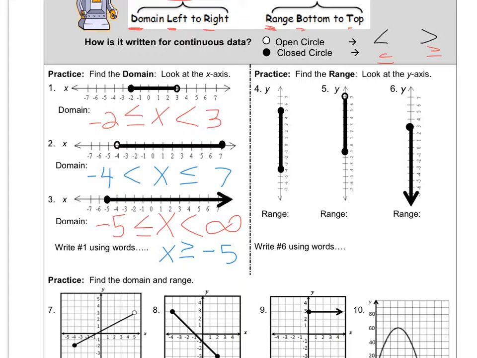Okay, now let's talk about range. So Dolar the robot. Dolar was left to right for domain. Range is bottom to top. So range, we're going to be looking at our bottom interval to our top interval.